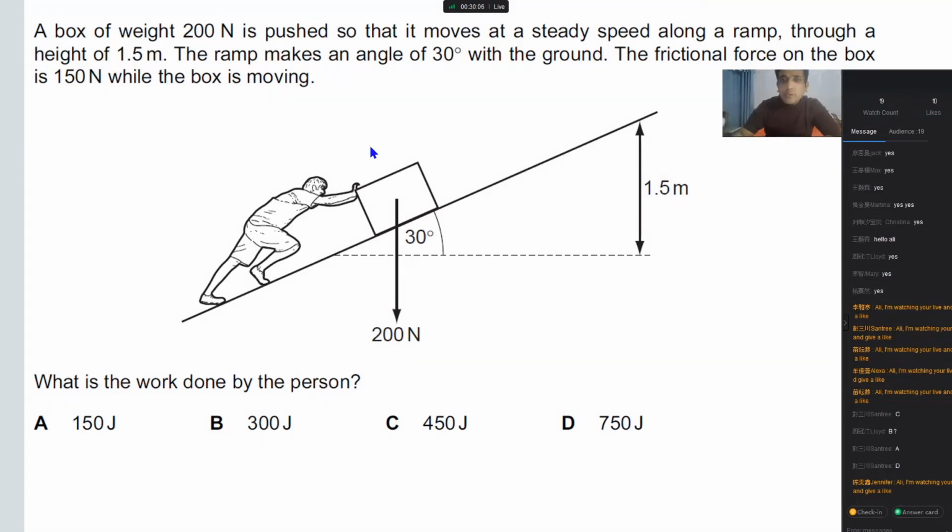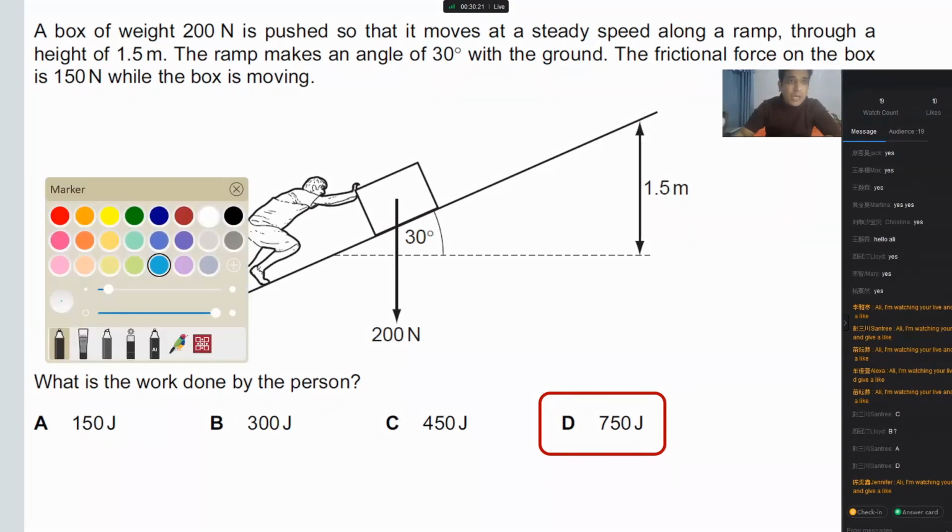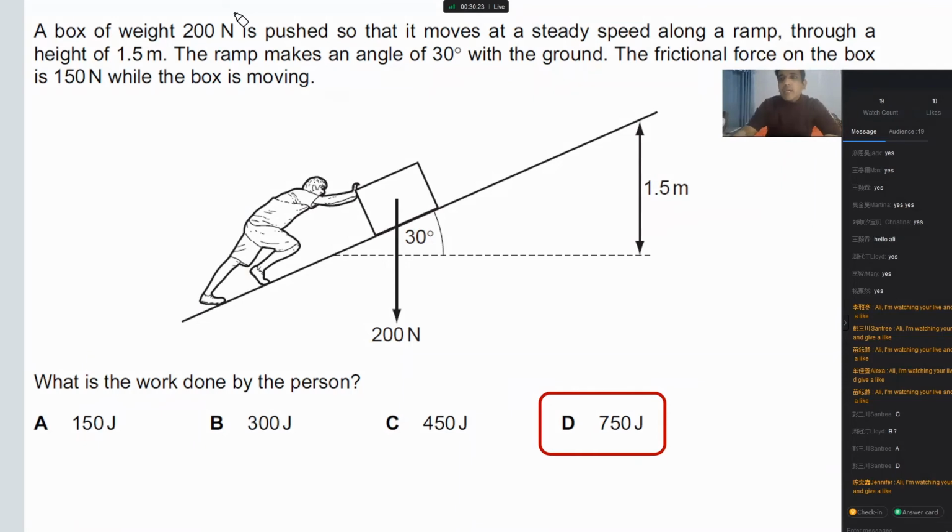Okay, let me show you the answer, then I will explain. The answer for this question is D. If you have got this answer, that is right. Wonderful. If not, now follow me and let me explain how to calculate the answer. First, you are given a box of weight 200 newtons. It moves at steady speed, meaning speed is constant. So the resultant force is 0.